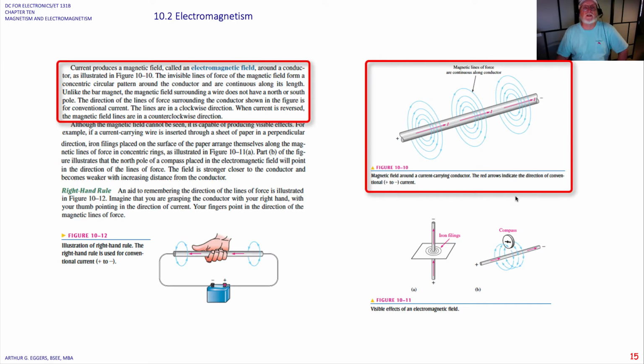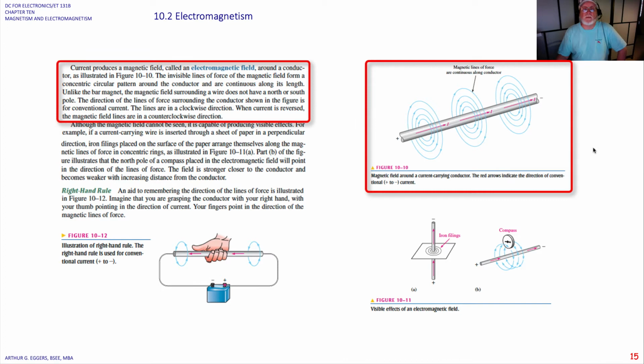The invisible lines of force of the magnetic field form a concentric circular pattern around the conductor and are continuous along its length. Unlike the bar magnet, the magnetic field surrounding a wire does not have a north or a south pole. The direction of the lines of force surrounding the conductor, shown in the figure, is for conventional current. The lines are in a clockwise direction. When current is reversed, the magnetic field lines are in a counterclockwise direction.